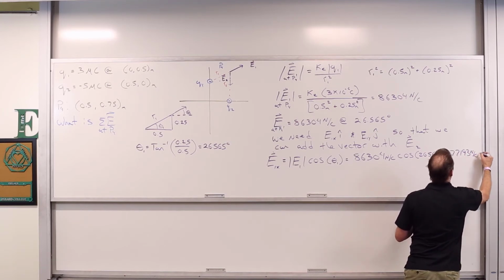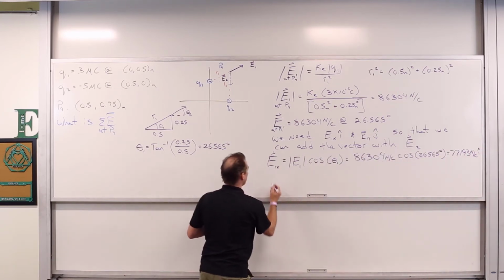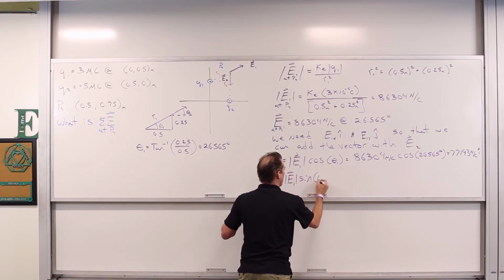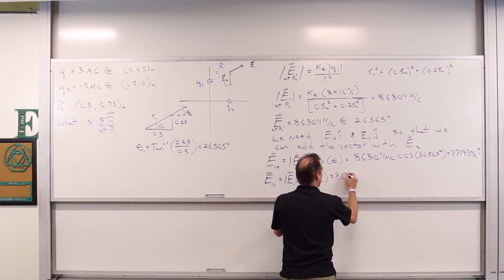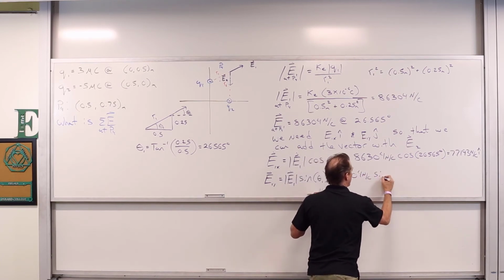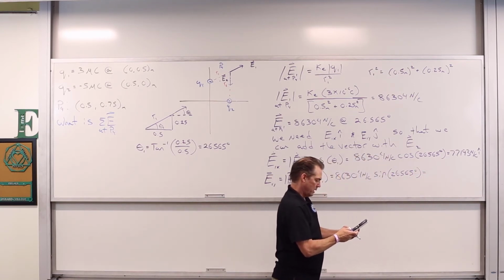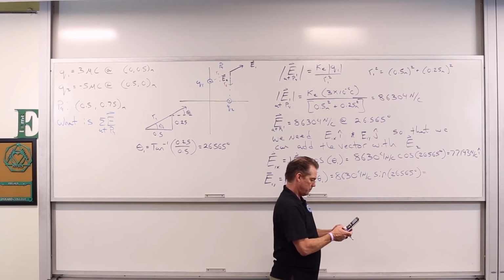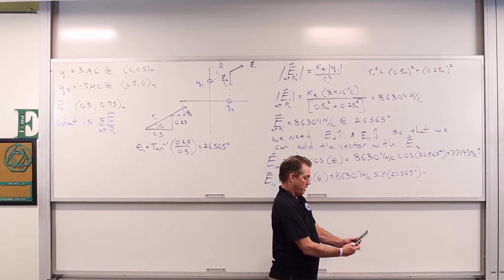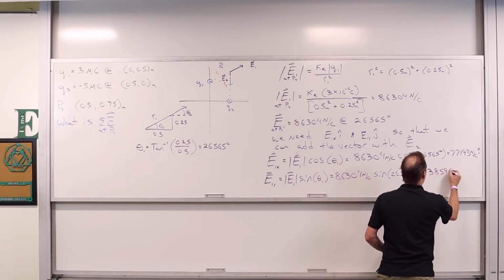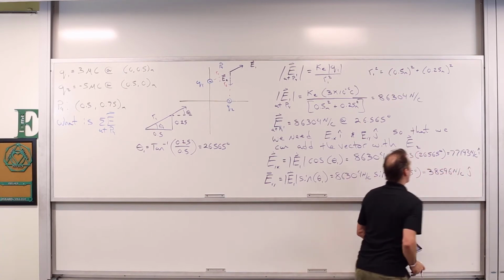77,193 newtons per coulomb, and that is the I hat, X component. Likewise, we get the Y component, being the magnitude of E1 times the sine of theta 1, which is 86,304 newtons per coulomb times the sine of 26.565 degrees. That gives 38,596 newtons per coulomb, and that is J hat.